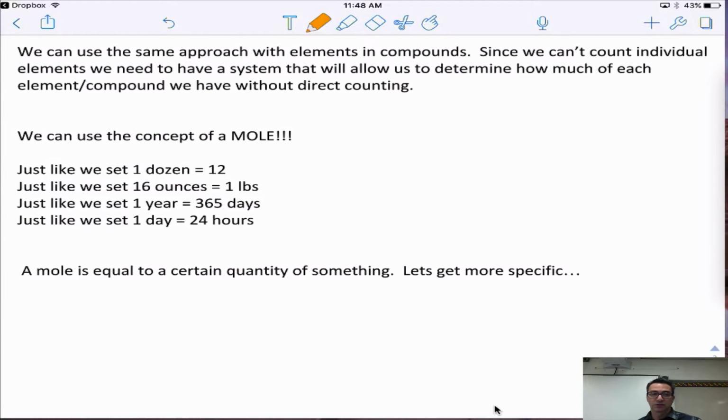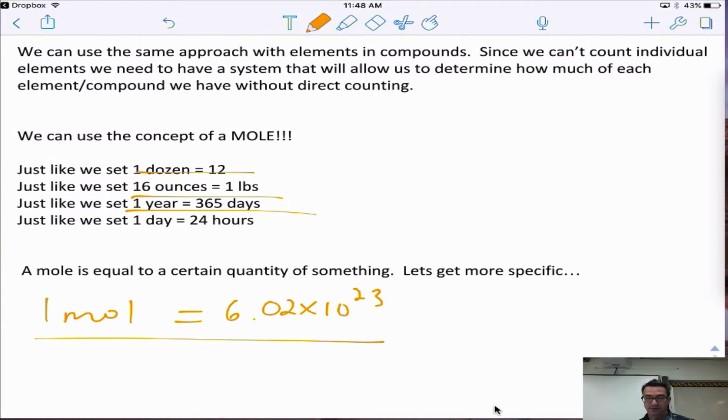So again, this quantity that we have for water, it's a set quantity. And it's the same as other set quantities in equations that you've used when you've done factor label. We've set 1 dozen equal to 12. We've set 16 ounces equal to a pound. We've set 1 year to 365 days, and so on. And the idea is that we have these quantities. Well, we also have a quantity that is equal to a mole. And 1 mole of anything is equal to 6.02 times 10 to the 23rd.